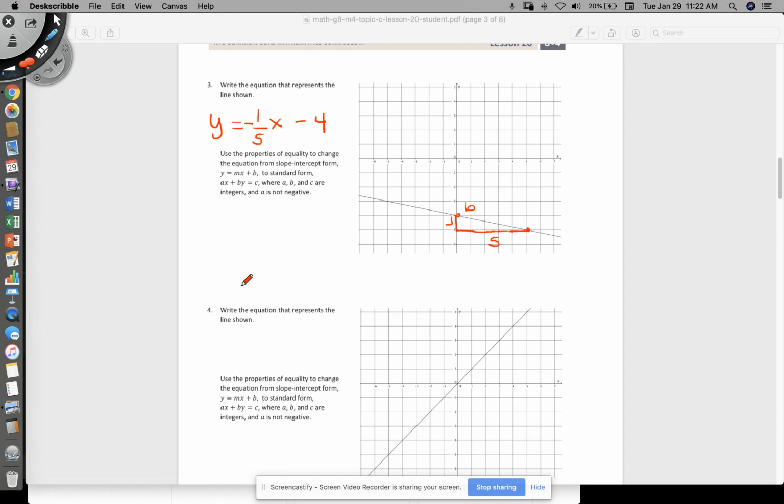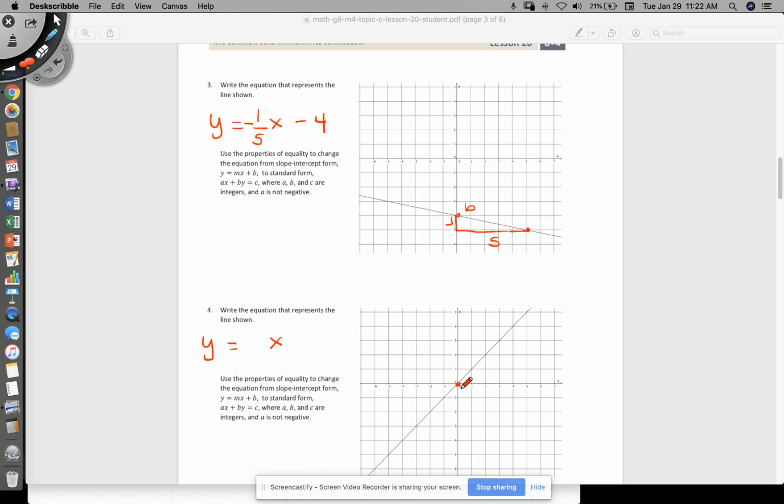All right, let's look at 4. If you notice, 4 goes right through 0, 0. So if we had y equals something x, we're not going to put +0. When that happens, you just don't have a b. You just leave it off. You don't say +0. You could, but it's typically not written.